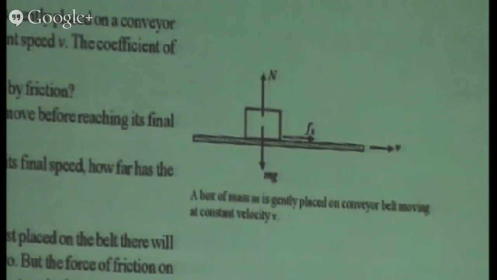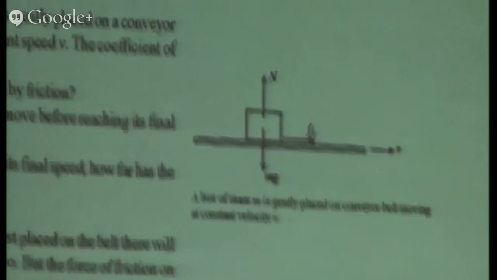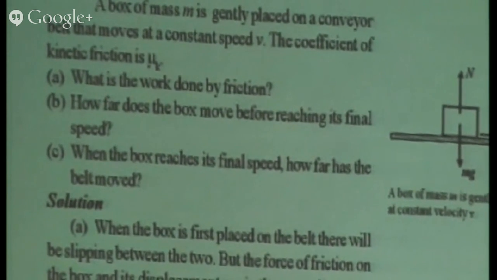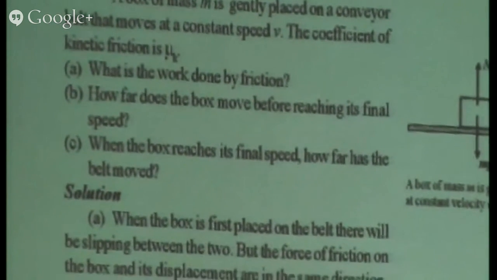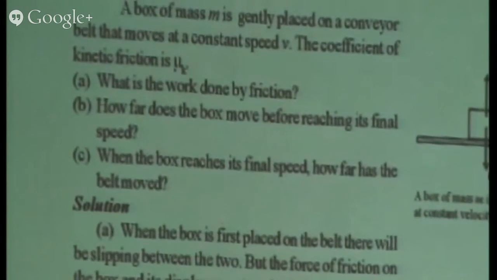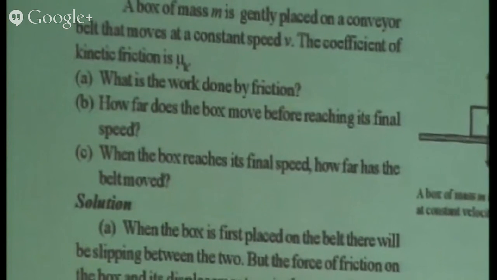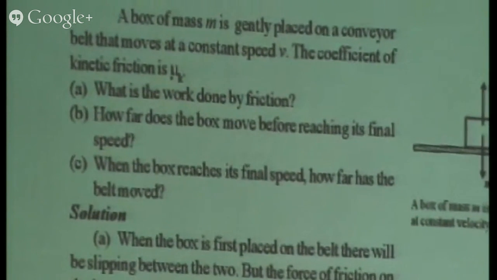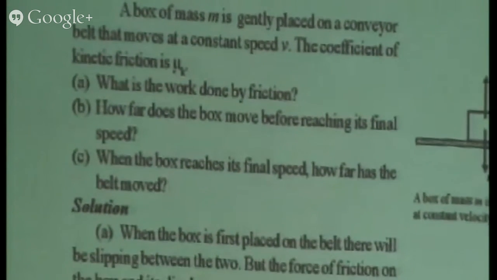So we have to calculate the work done by friction. This is a box actually, instead of a block; they are saying there is a running belt on which a box is placed. So how far does the box move before reaching its final speed, which is the speed of the belt only? It cannot be more than that. And when the box reaches its final speed, how far has the belt moved? So three things we have to calculate.